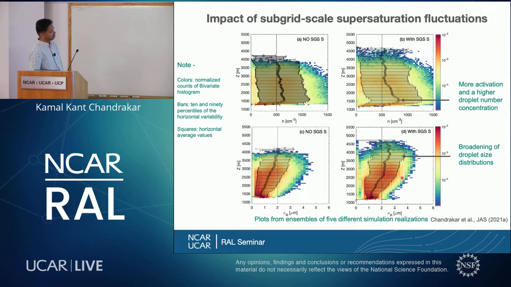This subgrid fluctuation also affects the spectral width. When we use the subgrid model, we can see that the spectral width is larger compared to the no-subgrid case. That means subgrid-scale fluctuation can affect both number concentration and spectral width, and this is because of different processes. For example, one I explained in the context of the laboratory setting, that turbulent fluctuation causes broadening through condensation. And here, the broadening is due to the activation of the particles.